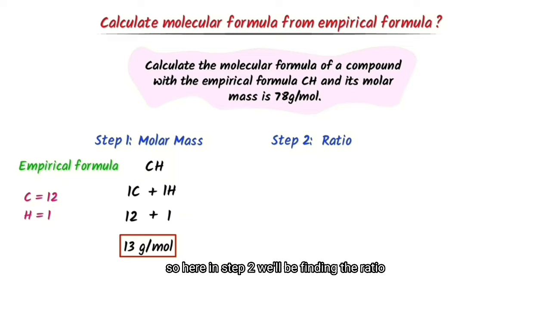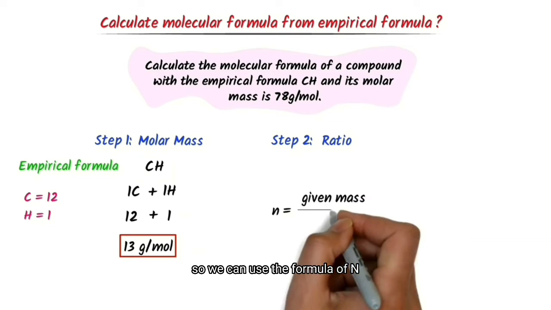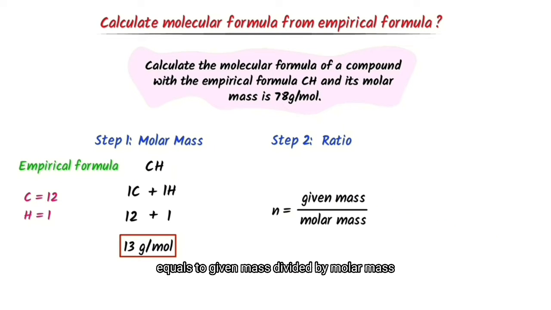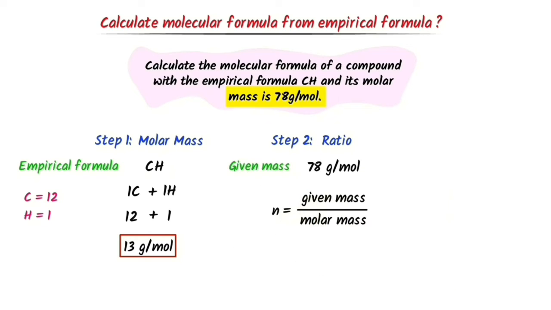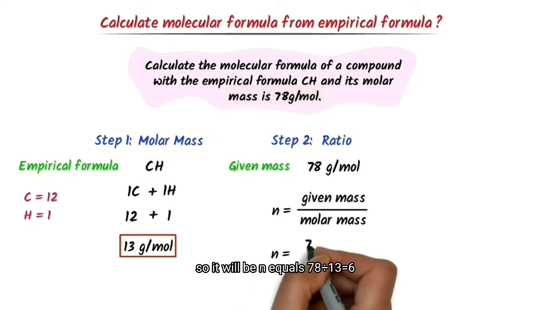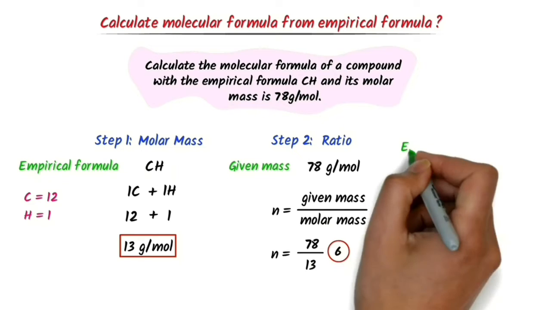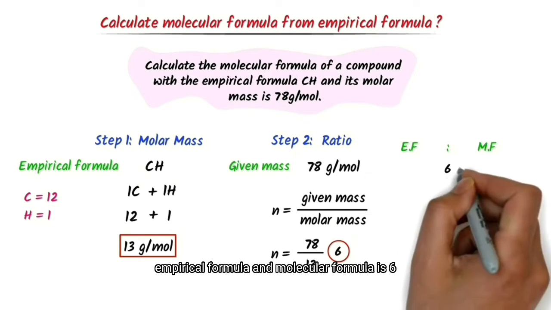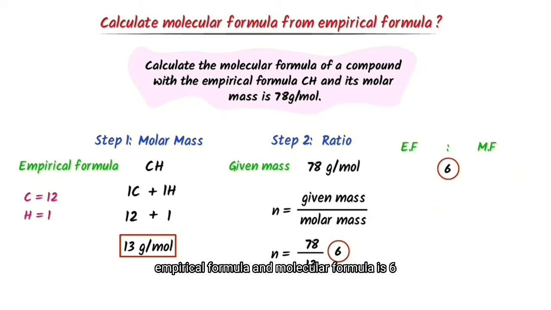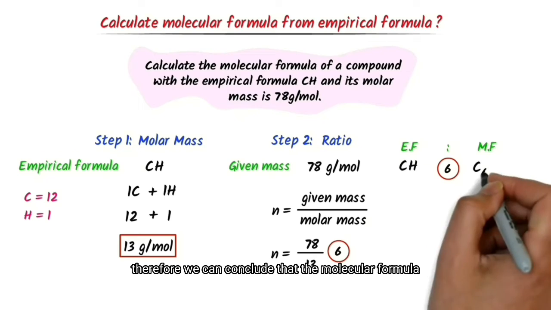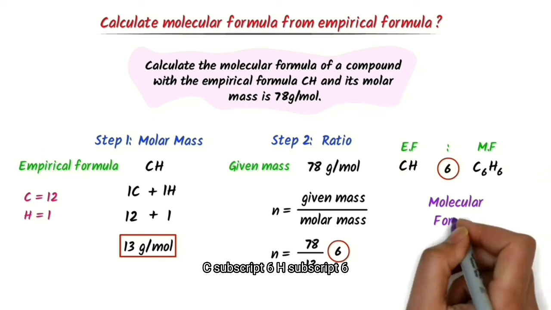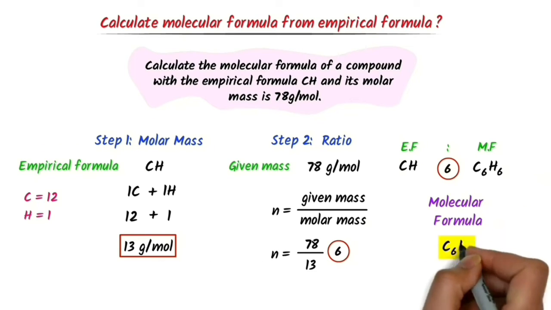So here in step 2, we'll be finding the ratio. We can use the formula of N equals given mass divided by molar mass. The given mass is 78 grams per mole. So it will be N equals 78 divided by 13 equals 6. So the ratio between empirical formula and molecular formula is 6. Therefore, we can conclude that the molecular formula is C subscript 6, H subscript 6.